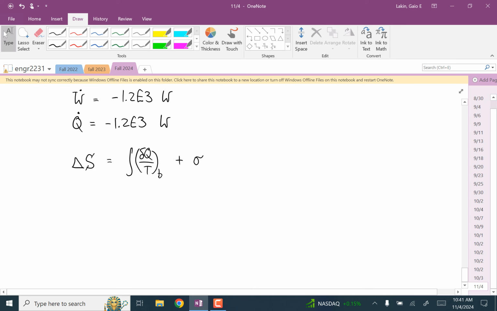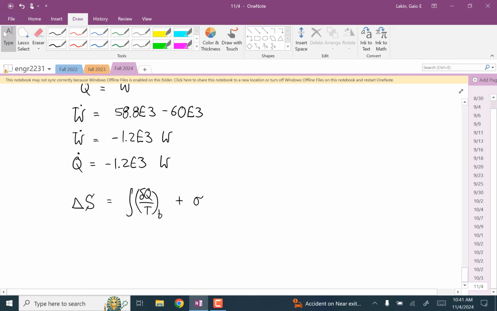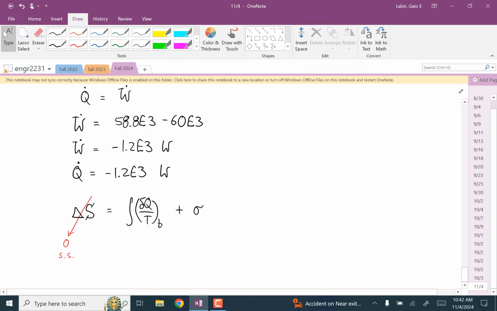Okay, so what can we simplify here? We have this integral in a funny form, and this delta S is in a form where we can't use any tables. We know it's steady state, so what does steady state tell us about this? The first term is 0? Yeah, any properties in steady state are unchanged, so this goes away because it's steady state. Now in order to use this, we have to have a state 1 and state 2. Anytime you're in steady state, any amount of time is a cycle. So let's just use 1 second.